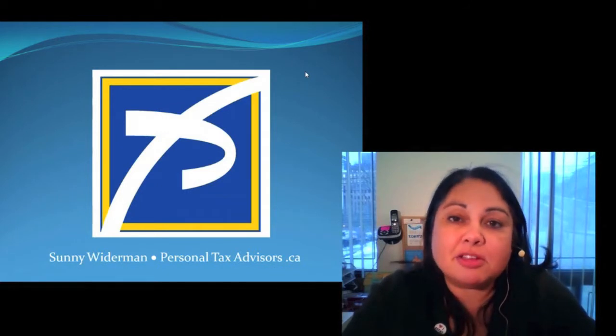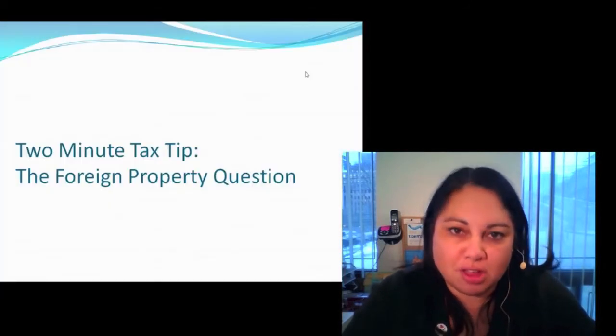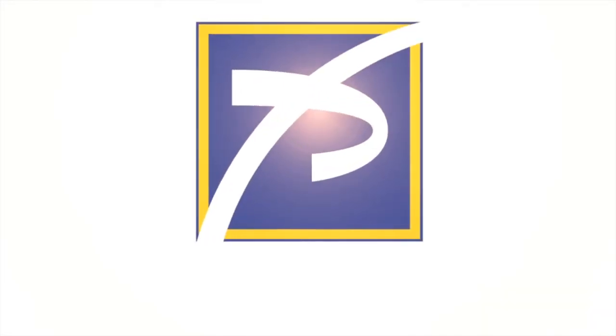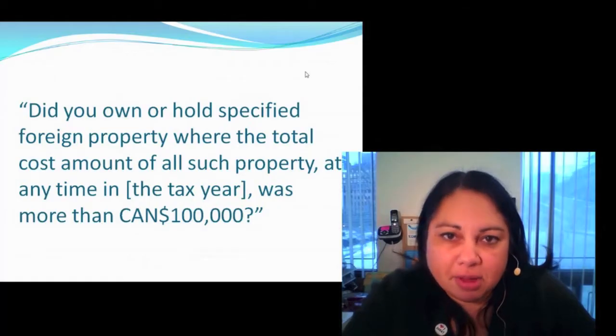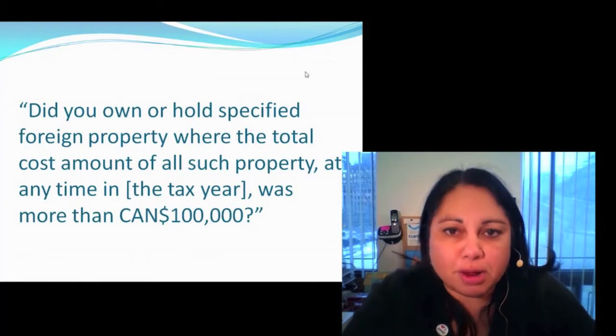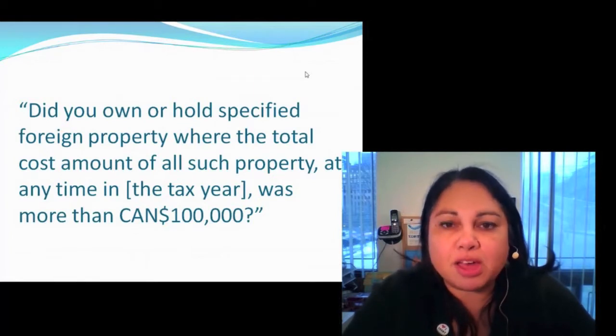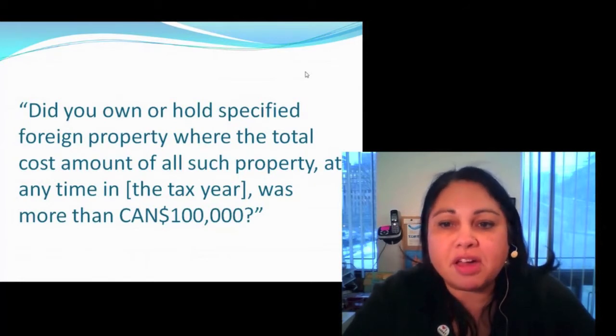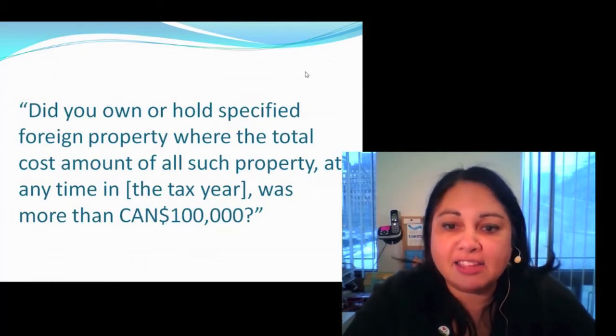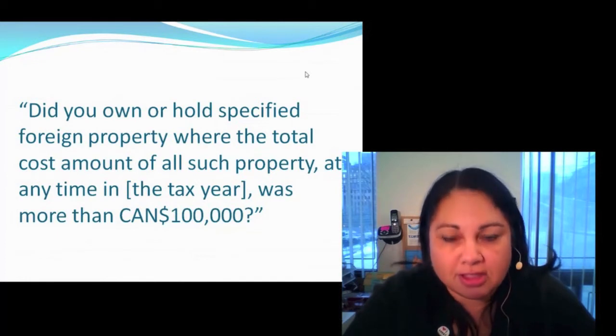Today we're going to talk about the foreign property question. If you've had your tax done by a preparer over the last few years, or you've read your own tax return, you've seen this question asking if you owned any foreign property. Specifically, did you own or hold specified foreign property where the total cost amount of all such property at any time in the tax year was more than $100,000 Canadian.